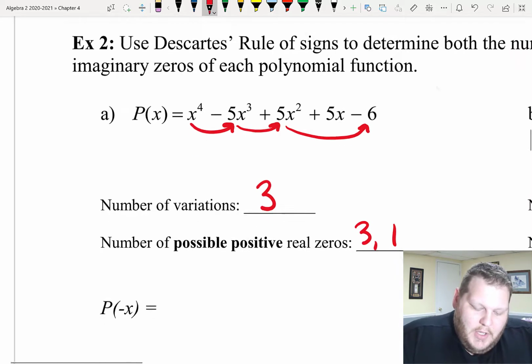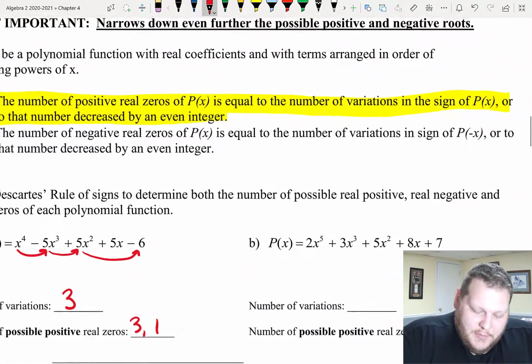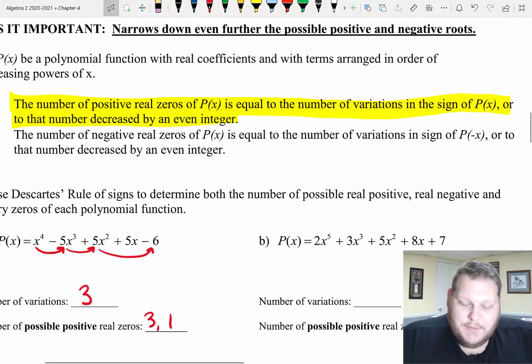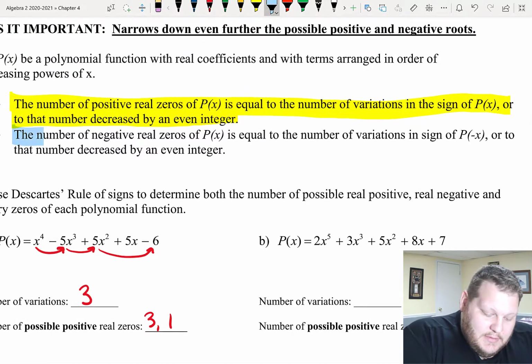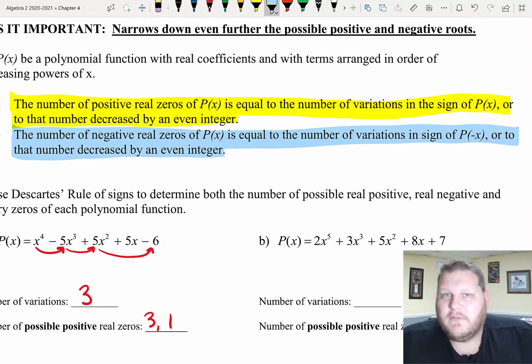Okay. For our negative real zeros, it's a little bit different, because we don't just take my original function as it was written. So I'm looking at this sentence here in blue. What we have to do is plug in a negative x into our function.